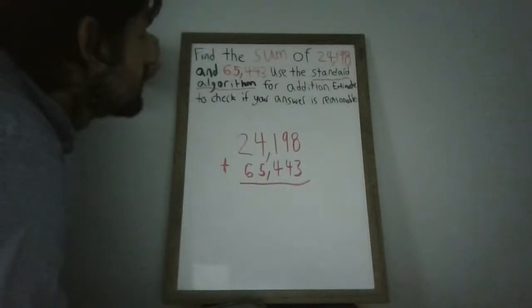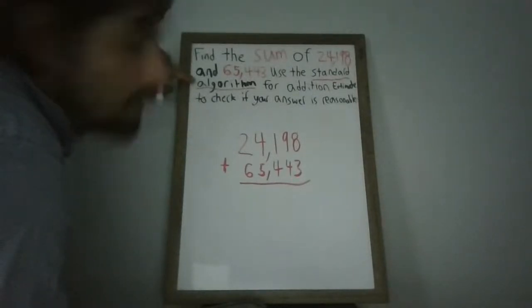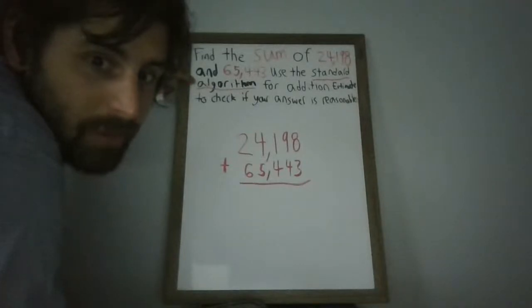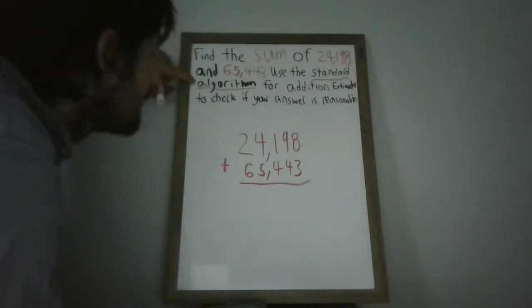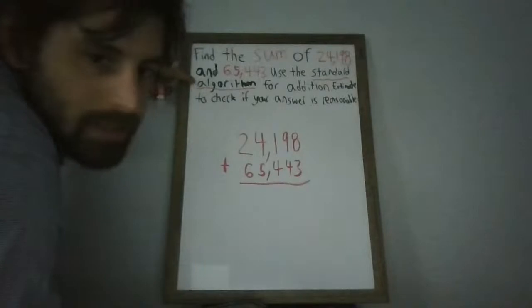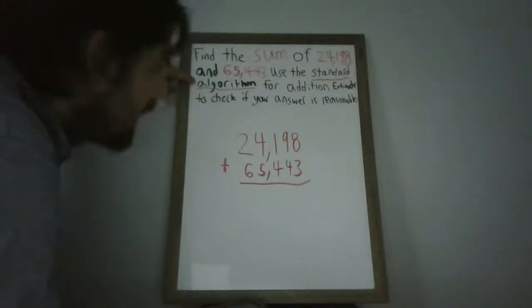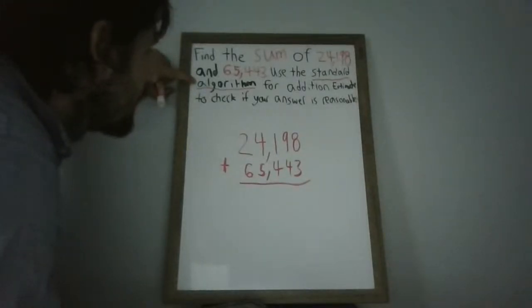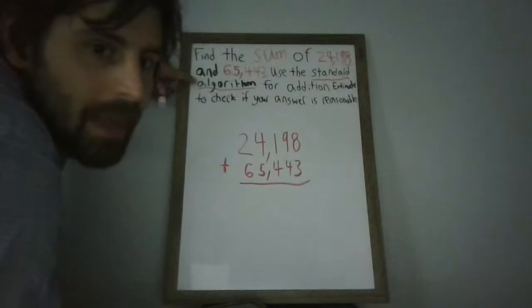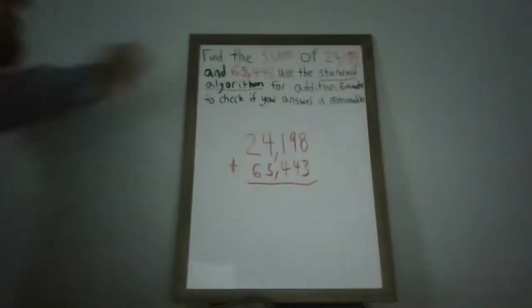Now, when it says use the standard algorithm, those big scary words that would have made me shake when I was your age, all that means is line up the numbers and add the numbers in the ones place, tens place, hundreds place, thousands place. It basically just means line up the numbers and add each column. That's all use the standard algorithm means. So don't be scared by those big words.